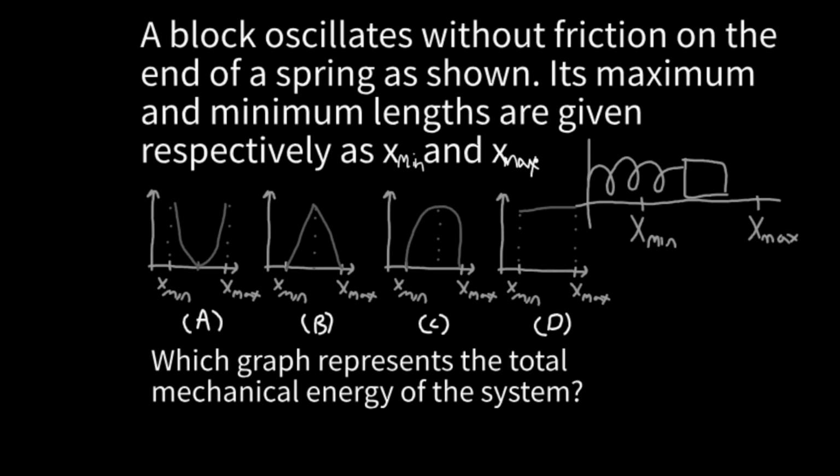Alright, so in this problem we have a block oscillating without friction on the end of a spring, and we are given its maximum and minimum lengths. So we want to know which graph would represent the total mechanical energy of the system.